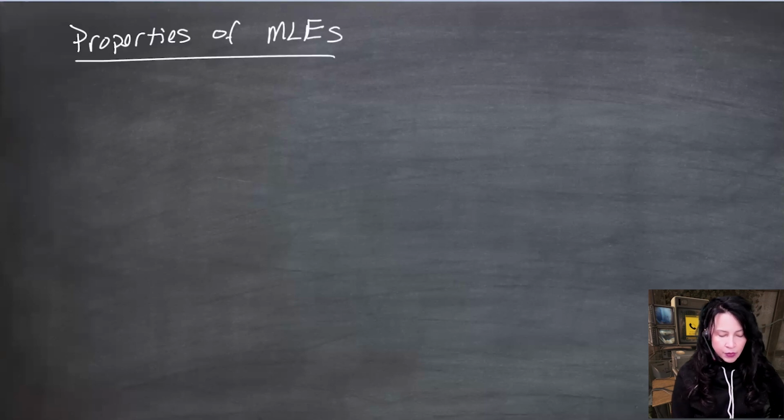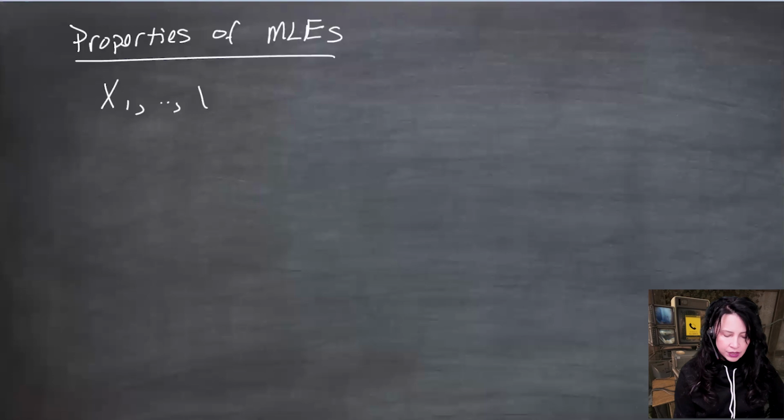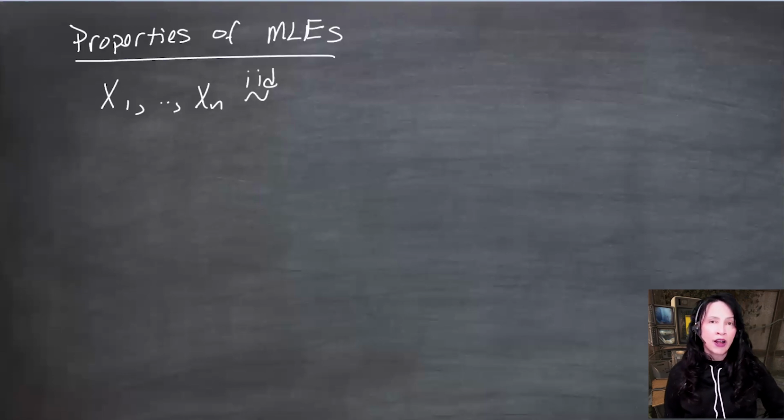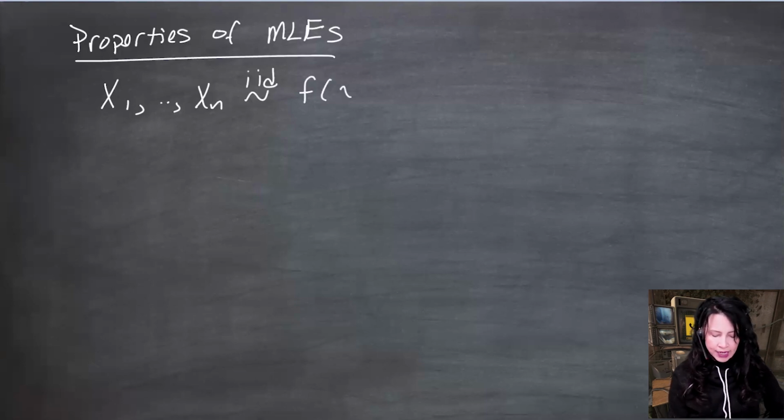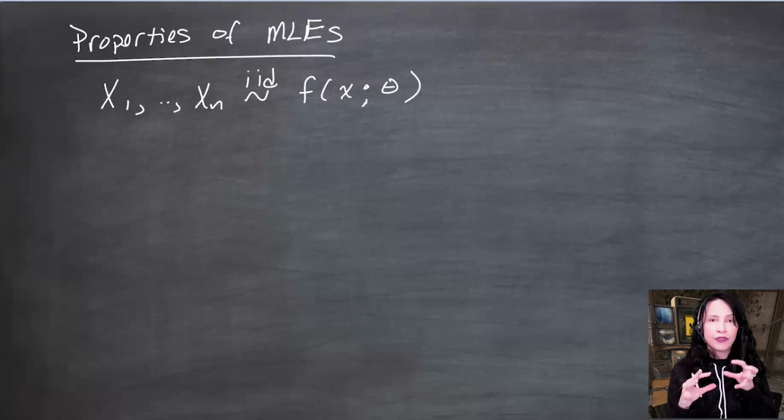I want to set the stage first and say that everything I want to prove today, these properties can also hold in the non-IID case, but I am going to restrict my proofs to the IID case. So suppose that x1 through xn are IID from some distribution with PDF f of x and theta. I'm going to change this notation up just for this section of the course as we go through these 5 things and the 5 proofs. Actually, 4 proofs. One of them we're not going to prove.